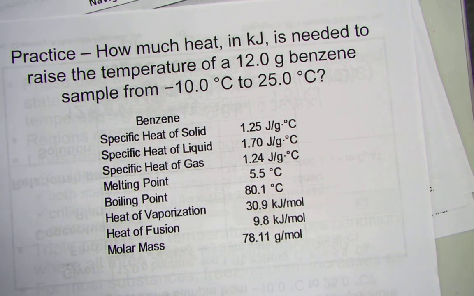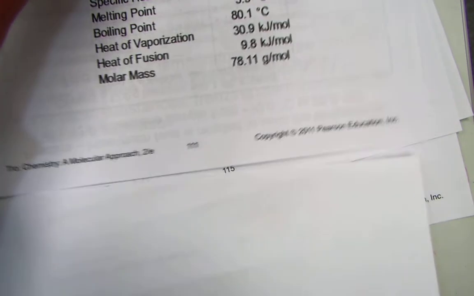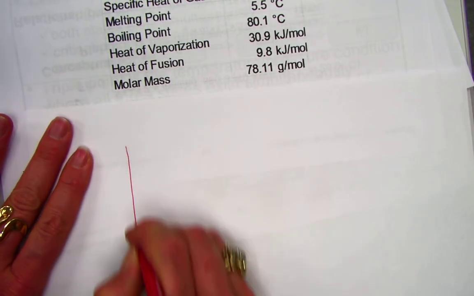In a practice problem, instead of using water, it wants us to do the following. How much heat in kilojoules is needed to raise the temperature of 12 grams of benzene from -10 to +25? The best thing I can do is figure out how many line segments and what's going on. I'm going to get a clean piece of paper. I have to generate a little graph to figure out how many line segments I have.